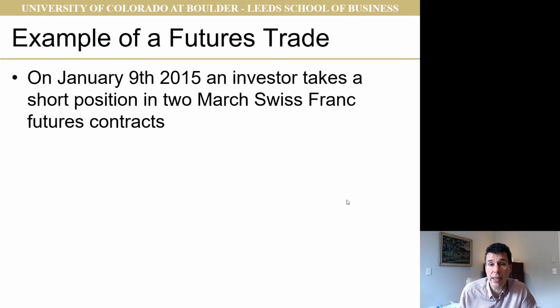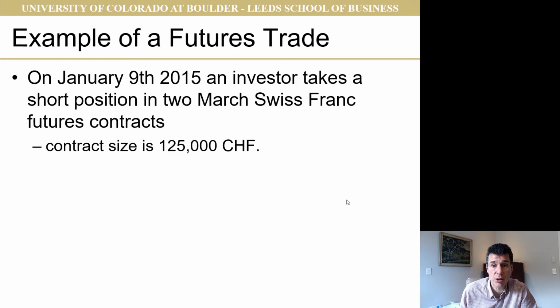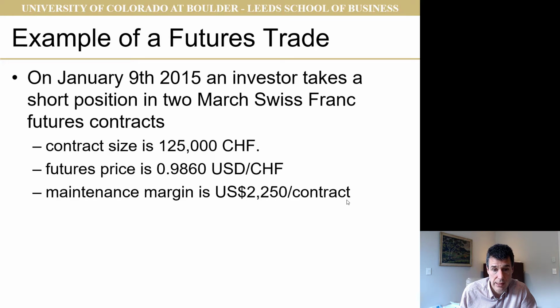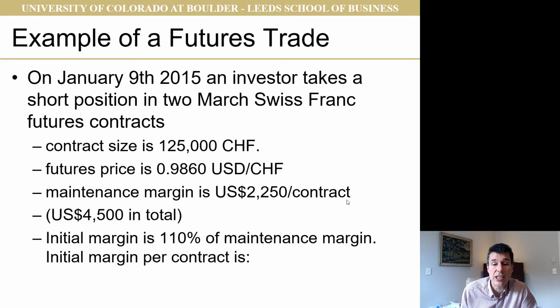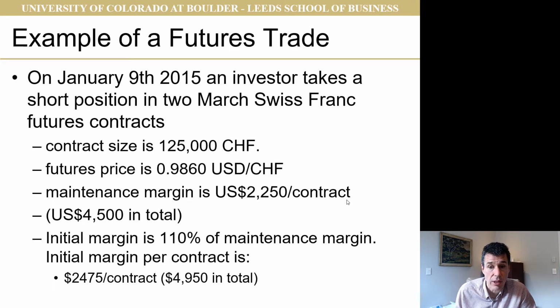Okay, on January 9th, 2015, an investor takes a short position in 2 March Swiss franc futures contracts. So again, contract size is 125,000 Swiss francs. The futures price is $0.9860 per Swiss franc. The maintenance margin was $2,250 per contract, or $4,500 in total. The initial margin is 110% of the maintenance margin, so the initial margin per contract is $2,475 or $4,950 in total.